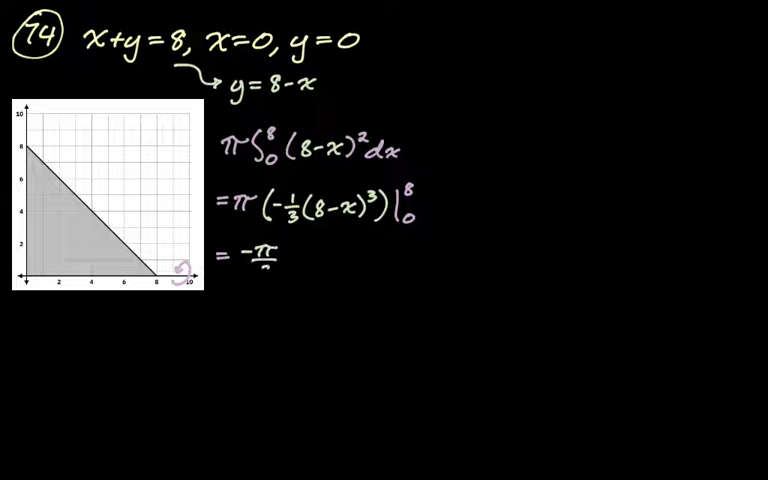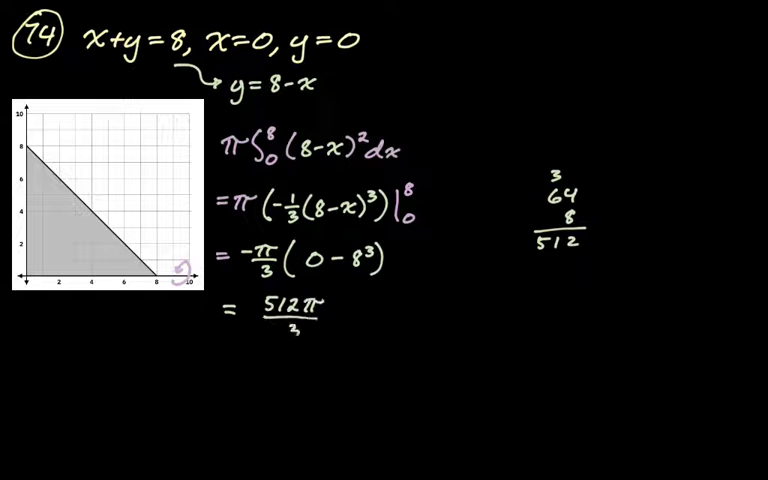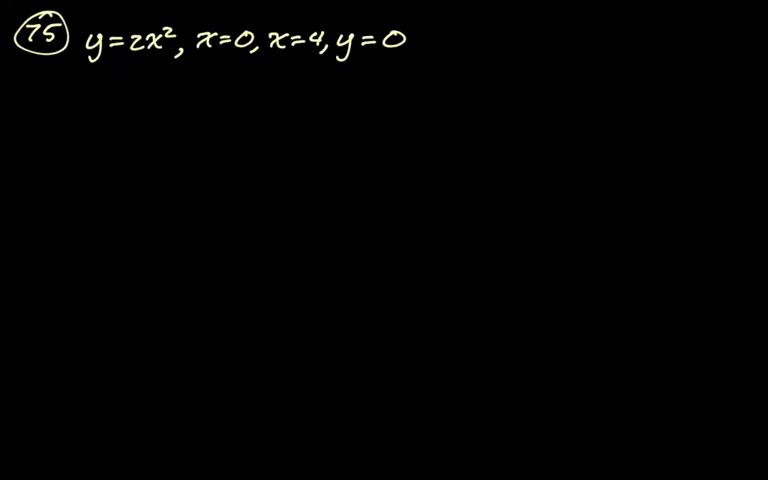So now we just have to plug in here. We're going to plug in 8, and that actually zeroes this out. And then when we plug in 0, we get 8. So we have 0 minus 8 cubed. 8 squared is 64, so I need to do 64 times 8. Okay, 512. So we have negative pi over 3 times negative 512, which is 512 pi over 3. There you go.